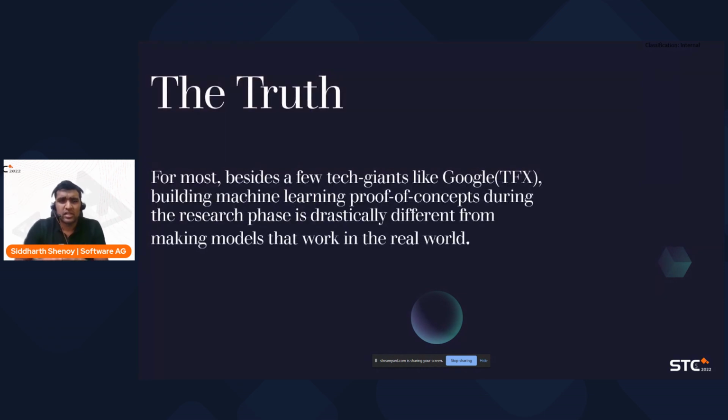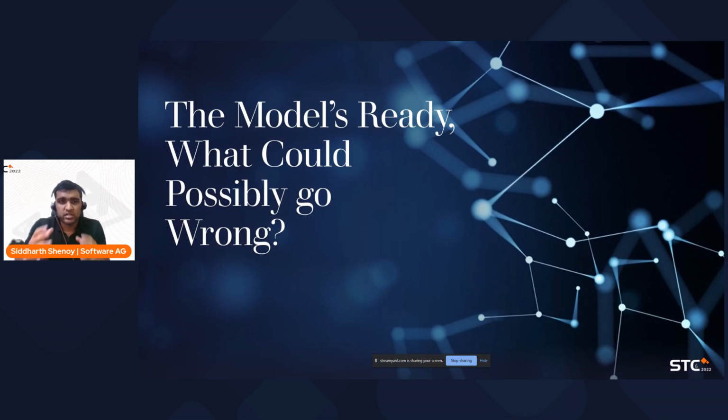Many top companies like Google, Uber, etc., make incorporating machine learning into their product look extremely easy. But the reality is that the POC of machine learning product during the research phase is very different from making a machine learning model that works in real world. So if something breaks in your environment and you don't know how it happened, it compromises the integrity of your product. But even worse, it compromises the trust of your stakeholders. So let's come to present. The model's ready. What could possibly go wrong?